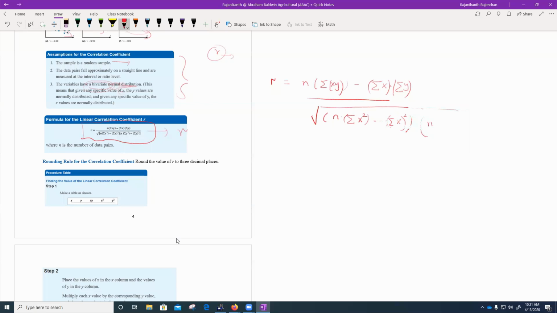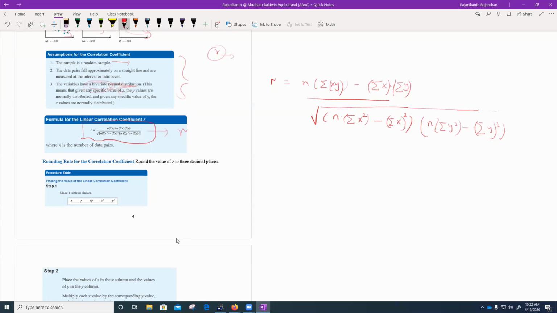Now you do the same thing for your y variable, right? Multiplying n with the sum of y squared, then subtracting the sum of y, then squared. Okay. So 1, 2, 2.